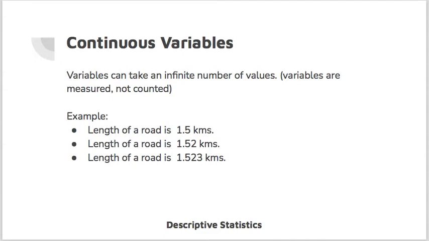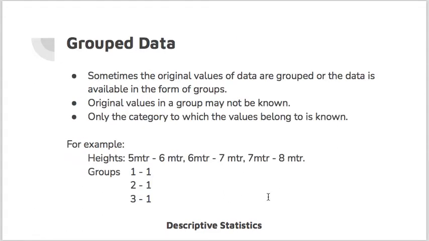For example, what's a weight? If somebody asks, you can say 69 or 69.5, 69.57 or 69.592. It keeps on going. So it can be measured, not counted. So this is the nature of a continuous variable, which comes under the quantitative variables.